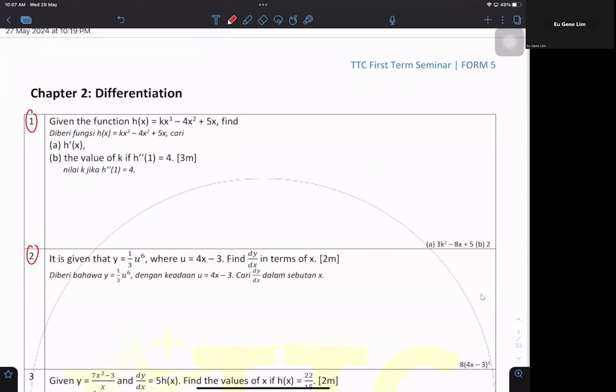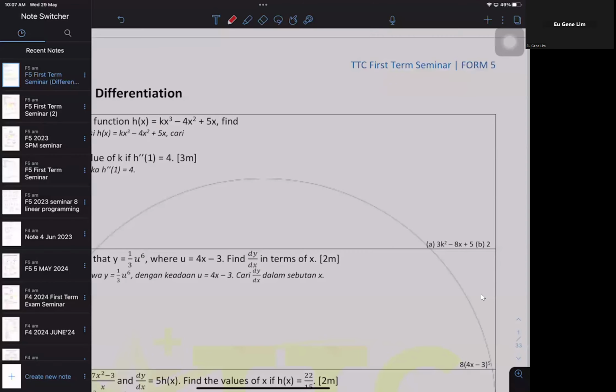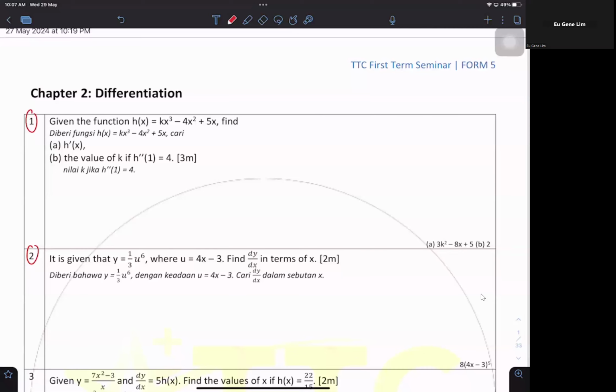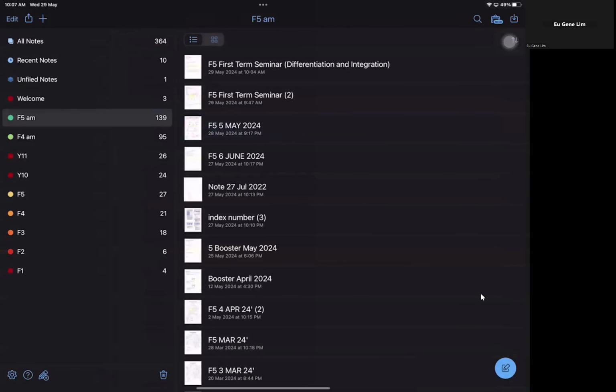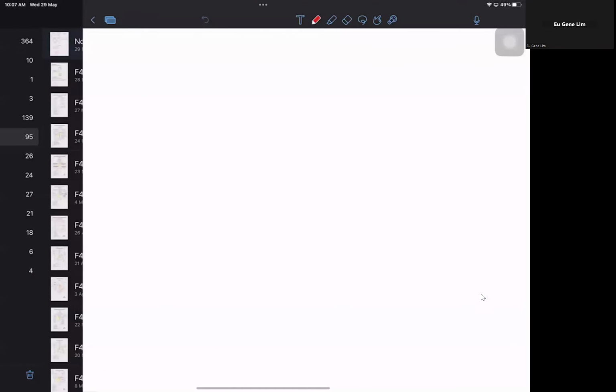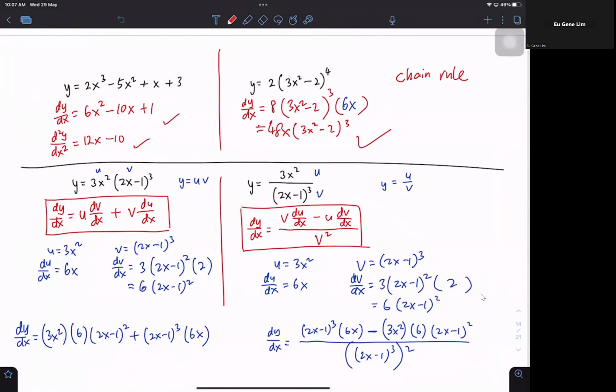Okay, so today I will do revision on differentiation and integration. First, we go through all the basics, all right? Still remember how to differentiate? There are four different ways to differentiate, okay?